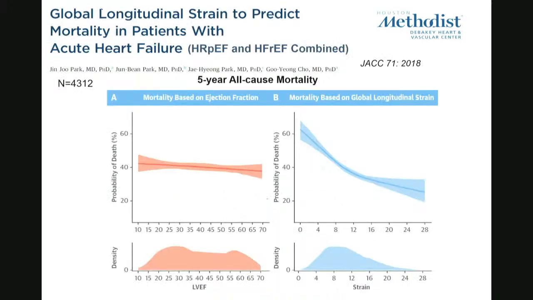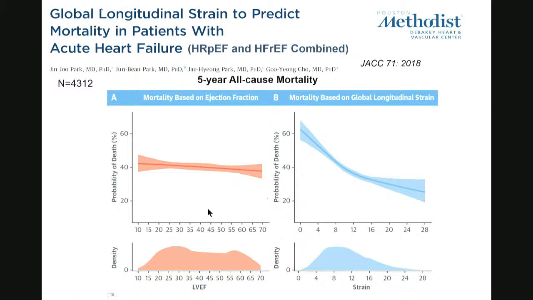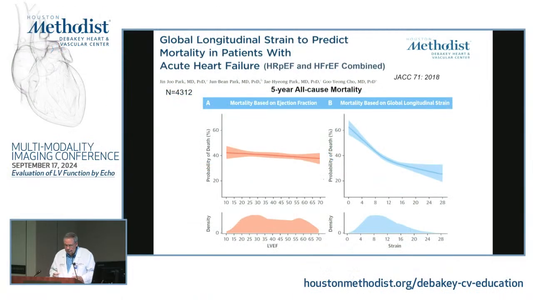This is one of the papers that put the GLS on the map in terms of heart failure management. Over 4,000 patients in 2018. And again, this was a combination of HFpEF and HFrEF, actually close to 50%. I mean, it was a very well-mixed group of HFpEF and HFrEF. And what you see here is the probability of death with EF.